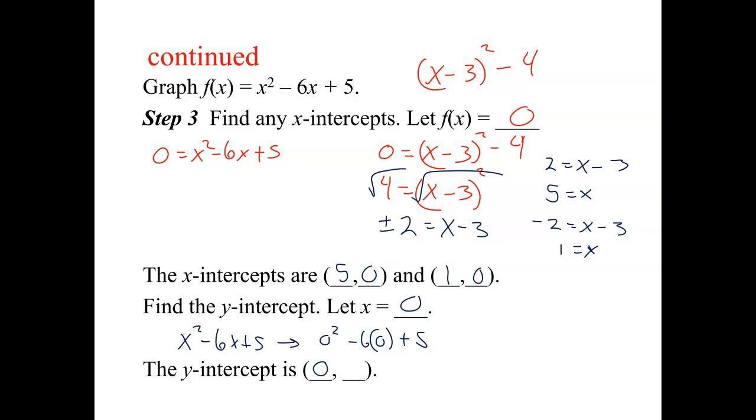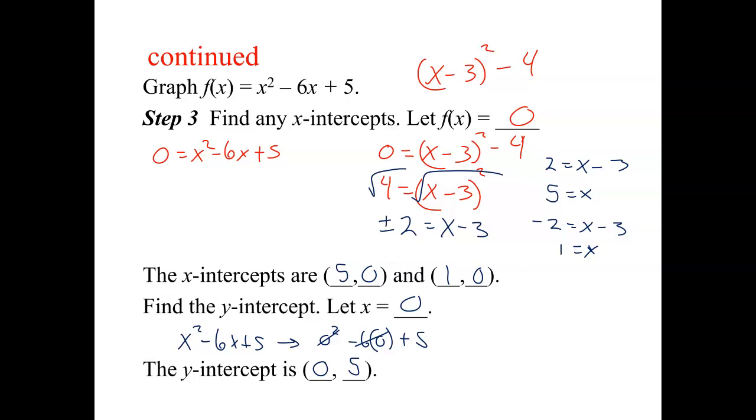What's 0 squared minus 6 times 0 plus 5? 0 squared is 0. 6 times 0 is 0. 5. Standard form is the easiest for the y-intercept. Everything else is just a matter of preference depending on the equation. So I've got all my key features.